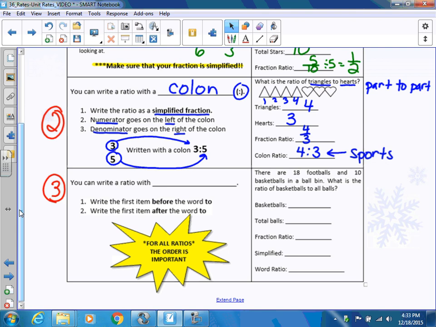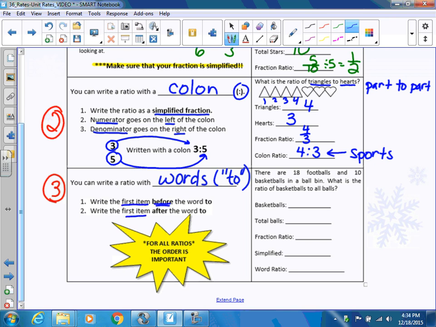You can also write a ratio with words. And we typically use the word "to" when we're comparing two things. We say boys to girls, 3 to 5. So you use that word "to." And the first item goes before the second item.